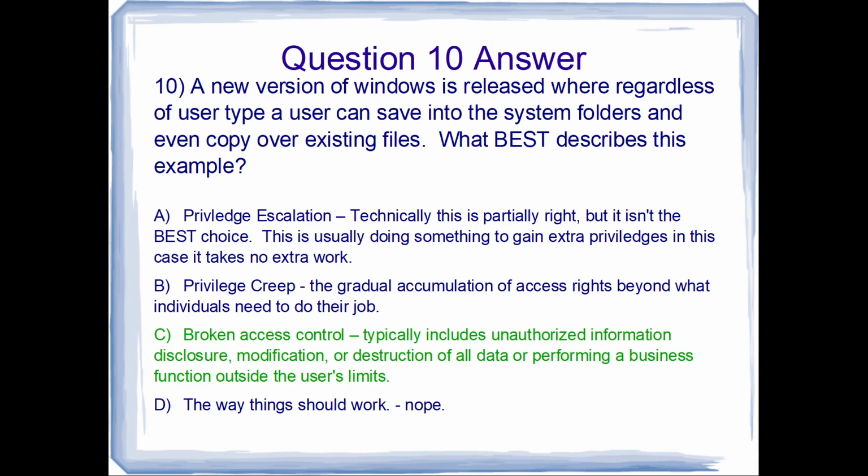Privilege creep is when we gradually accumulate more access rights beyond what we need to do our job. So if someone was moved from one position to another position to help with an abundance of work in the second position, and then moved back, but the privileges given to do their work in that second position were not revoked, they would have privilege creep. They have extra permissions that they do not need to do their current job. And this definitely isn't just the way things should work.